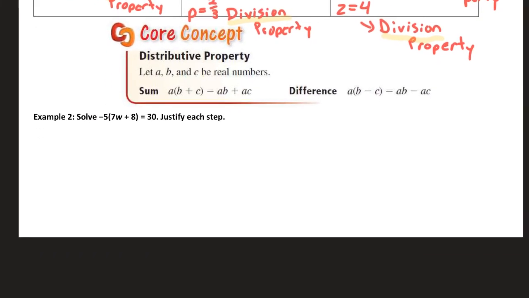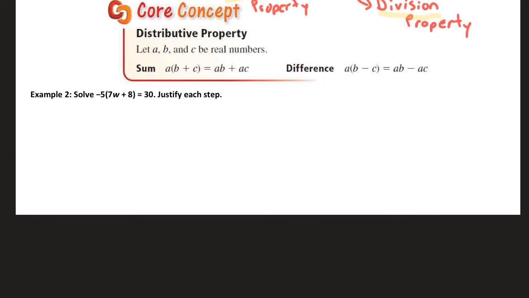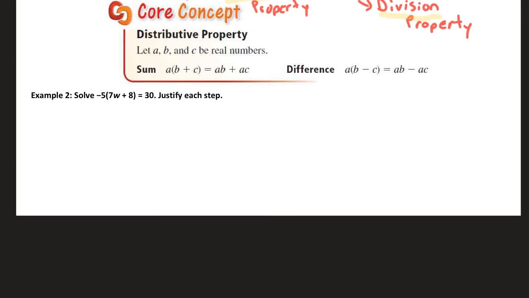Okay? So next, I'm just adding one property into this, and that's the distributive property. So this just adds a step to our examples. So in example 2, I'm going to simplify the left-hand side. The left-hand side of that equation becomes negative 35w minus 40. So my justification for simplifying that, I used the distributive property.